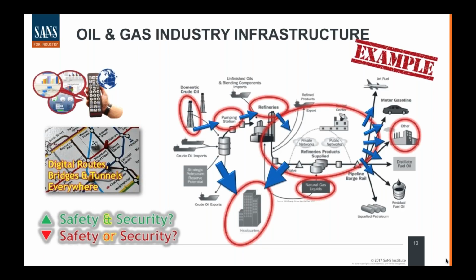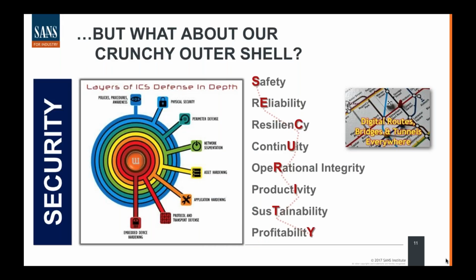If we look at the oil and gas industry, for instance, and all the upstream, midstream, downstream components that make up this industry, we see the digital routes, the bridges and tunnels everywhere, not only on these subsystems, but the interconnections that lead to the relationship across the board. And it's so imperative that we have control of those information flows, because they can have negative consequences affecting the safety of these systems as we're striving to secure these systems.